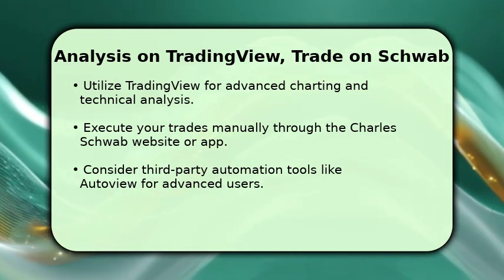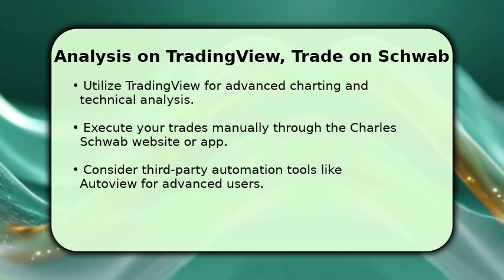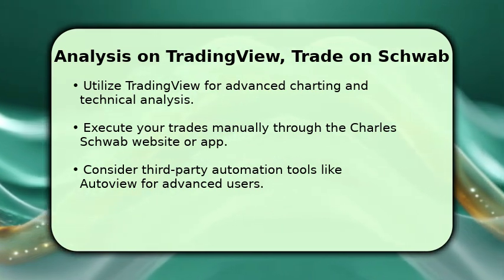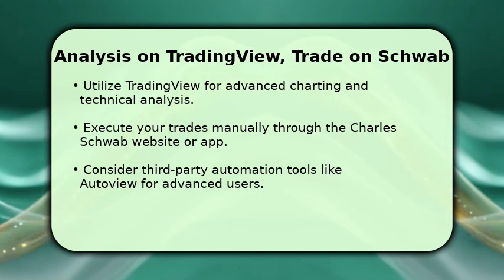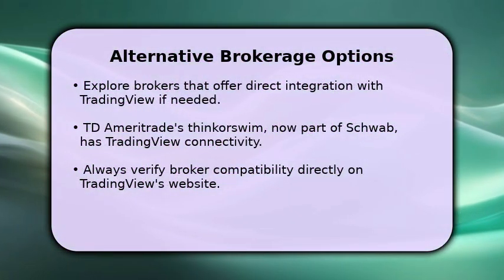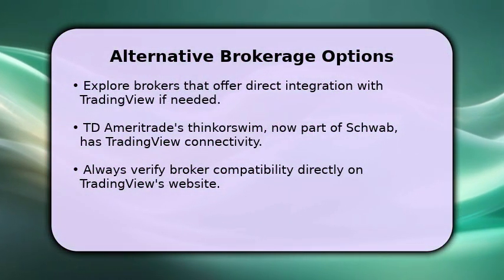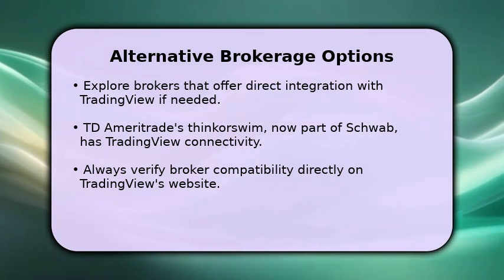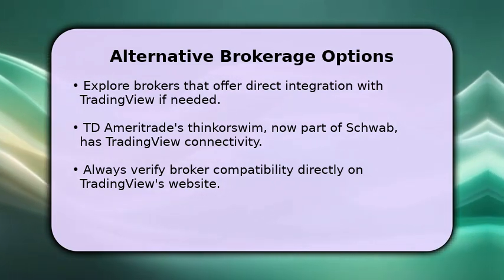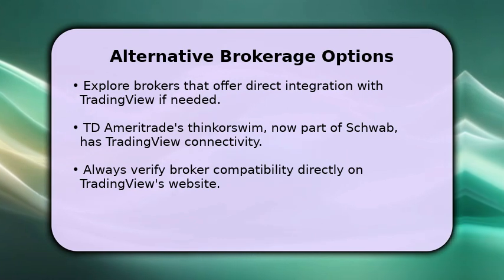For advanced users, third-party automation tools, such as AutoView, may offer indirect connection options for automated trading. If direct integration is a critical feature for your trading strategy, you might consider exploring other brokerage firms that do offer direct connectivity with TradingView.